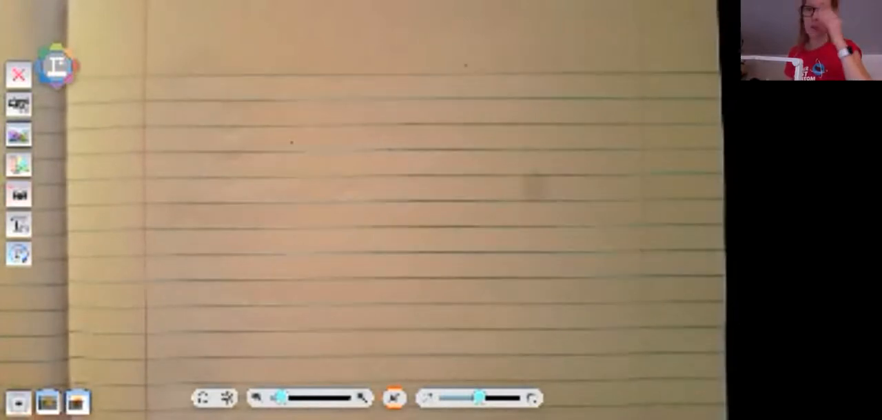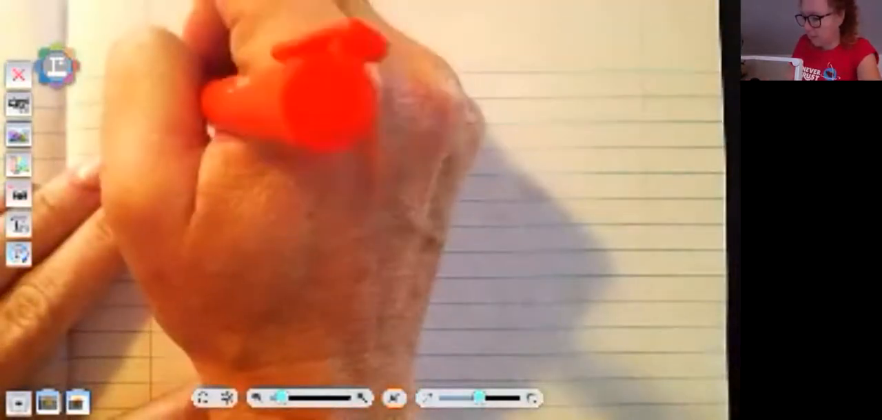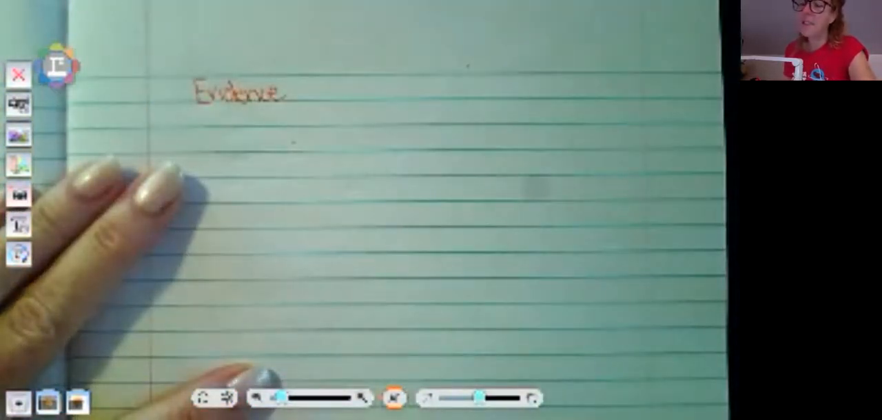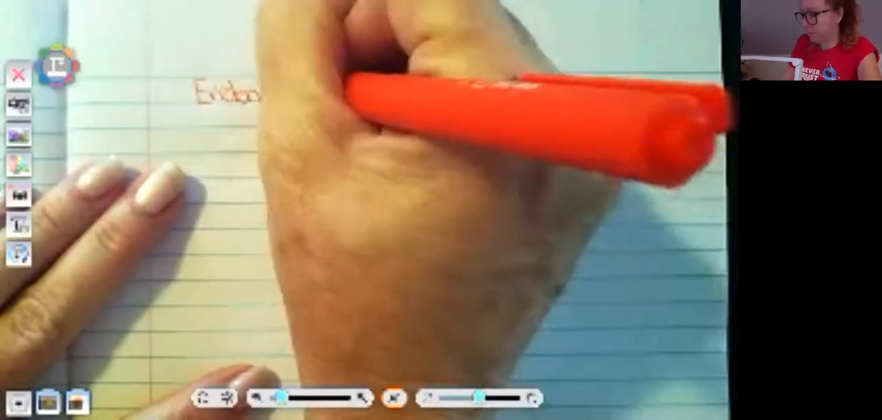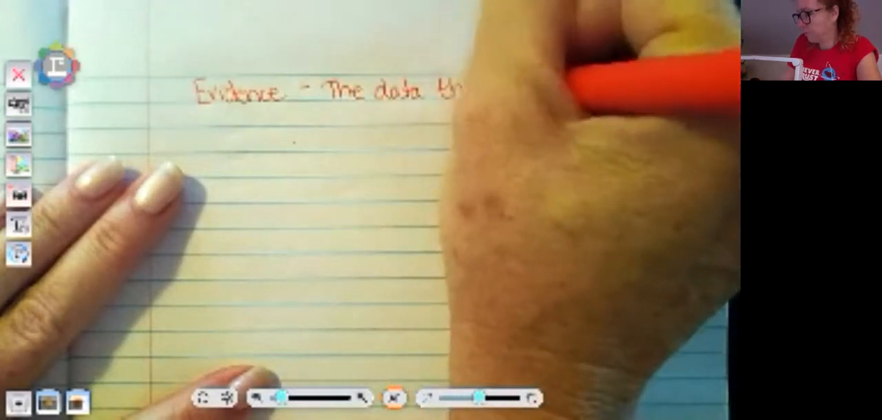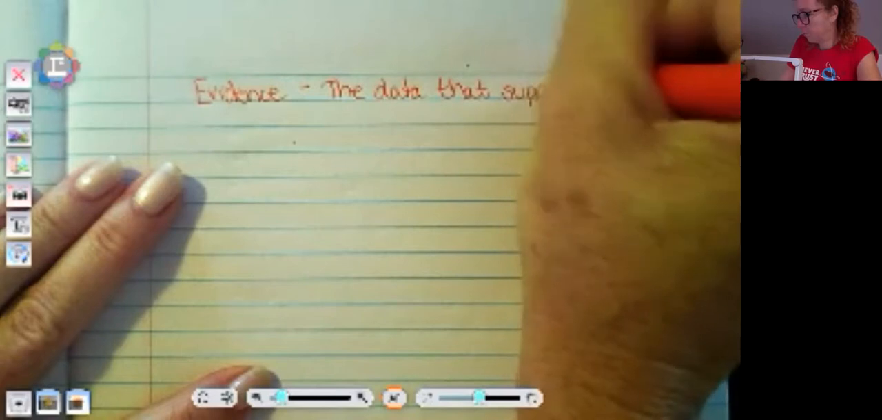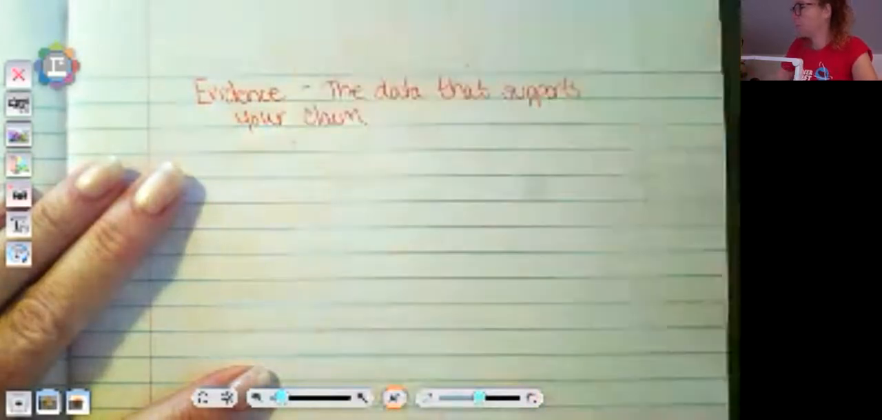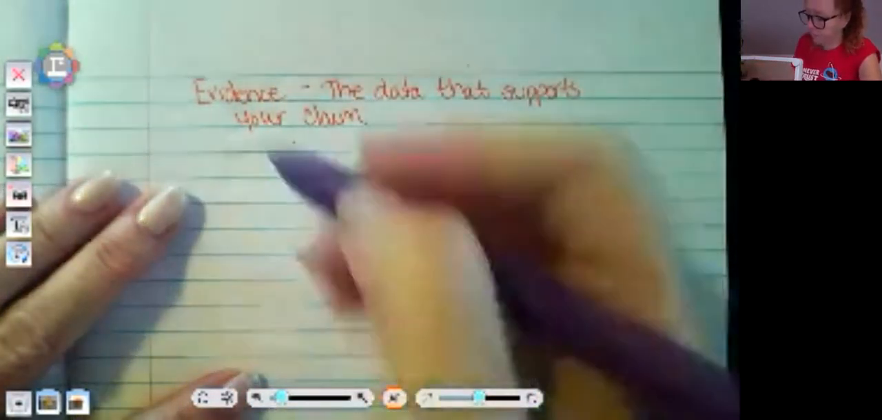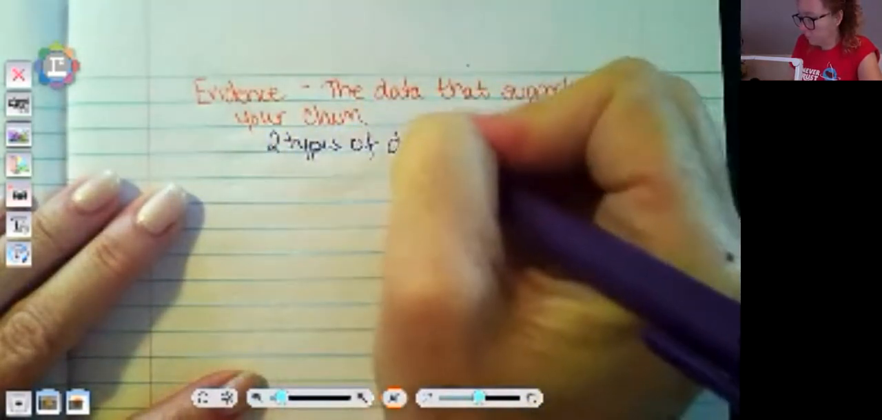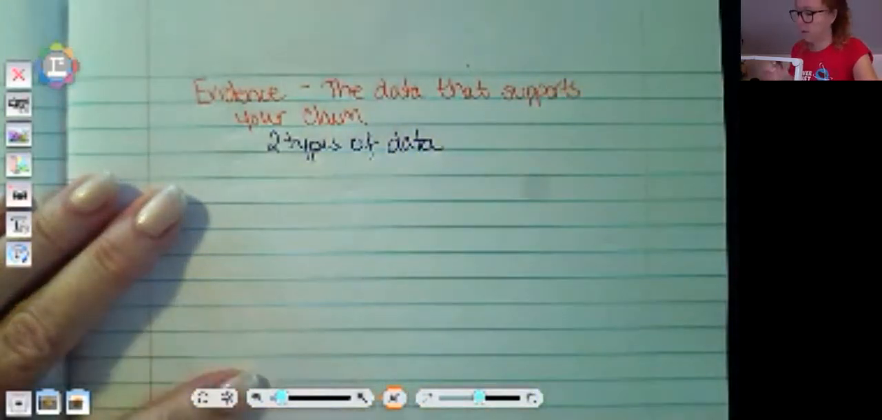So the next part is, it's not just your claim, but you have to support it with evidence. And this is the data that supports your claim. So I want to talk about two types of data you can have.